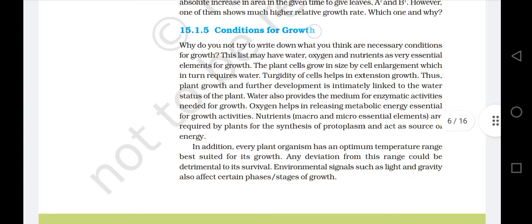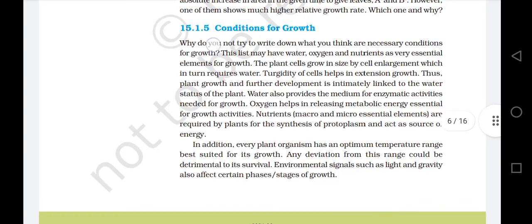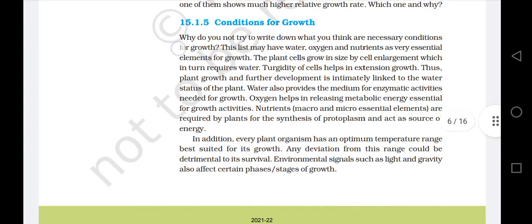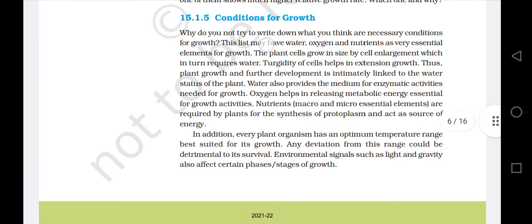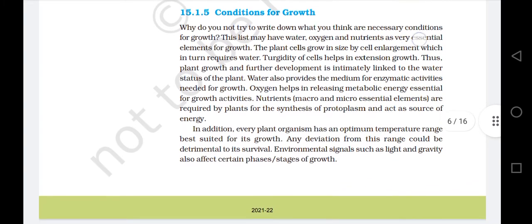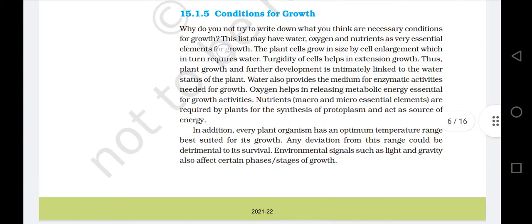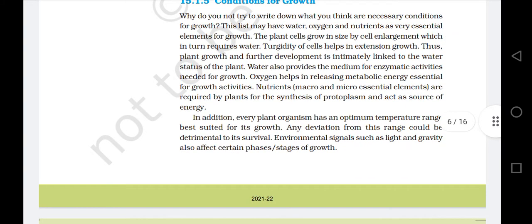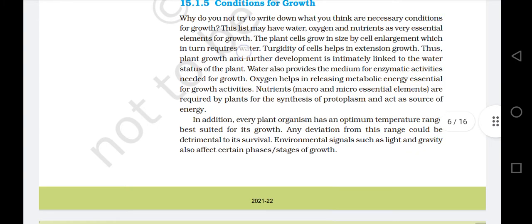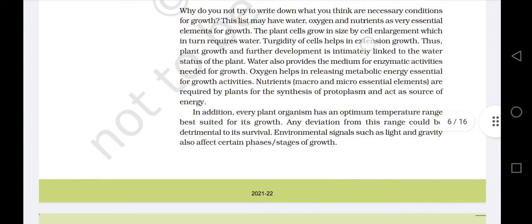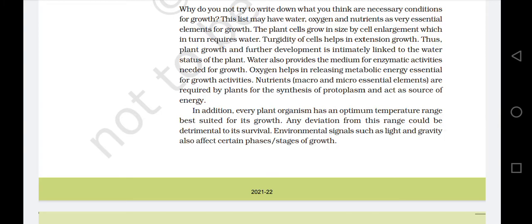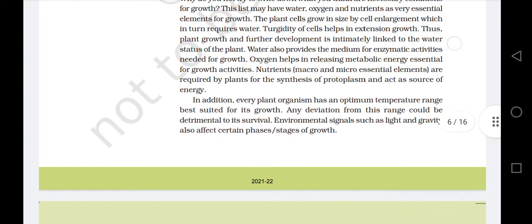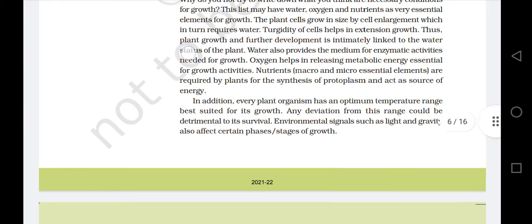15.1.5 Conditions for growth. Why do you not try to write down what you think are necessary conditions for growth? This list may have water, oxygen, and nutrients as very essential elements for growth. The plant will grow in size by cell enlargement, which in turn requires water. Turgidity of cells helps in extension growth. Thus, plant growth and further development is intimately linked to the water status of the plant.